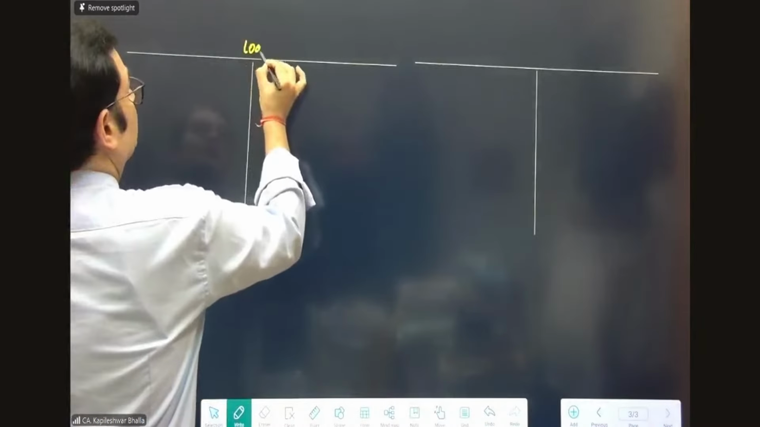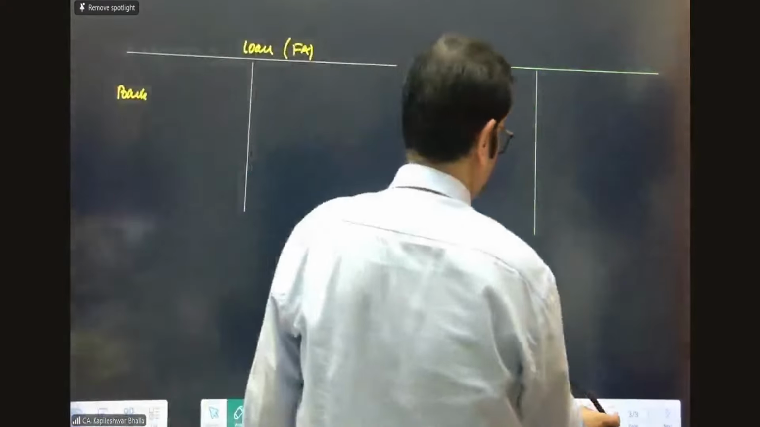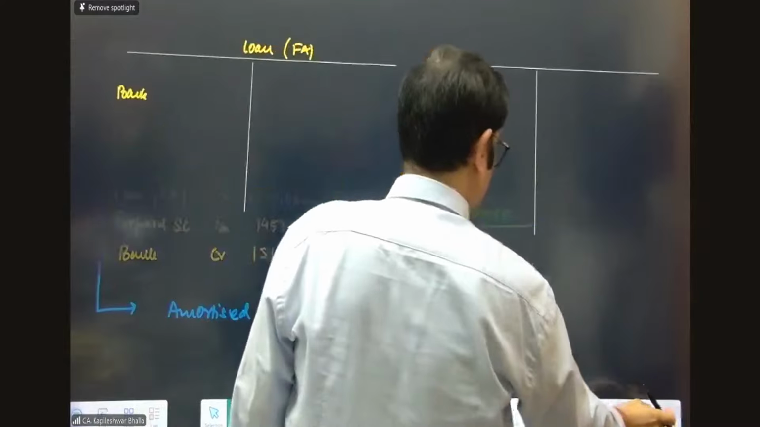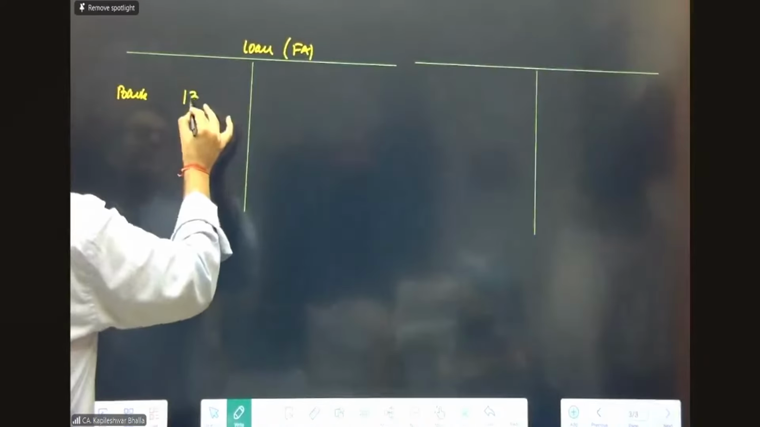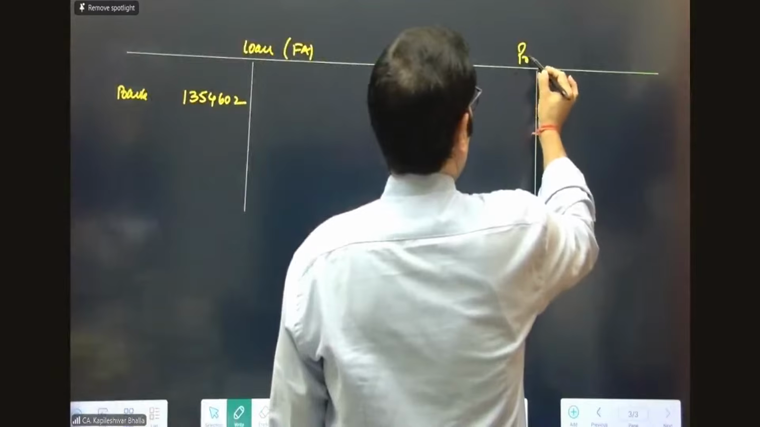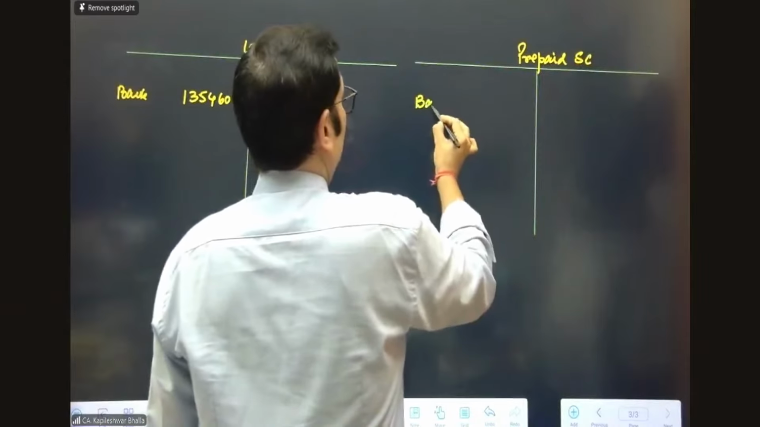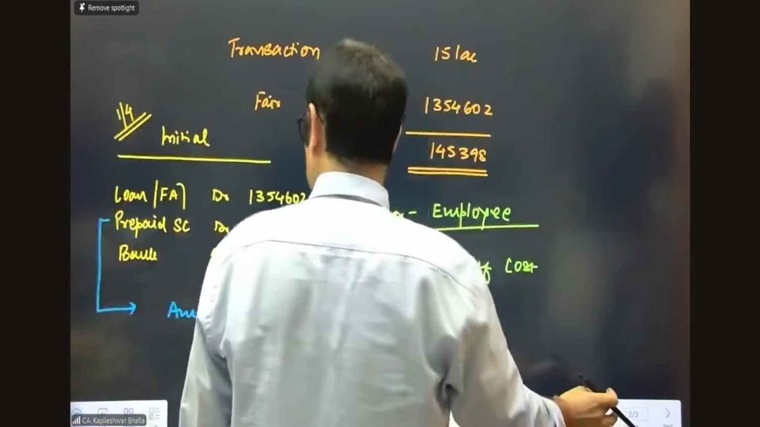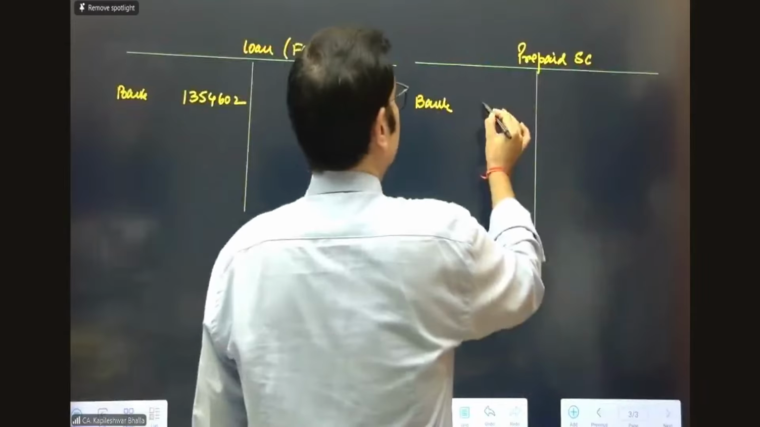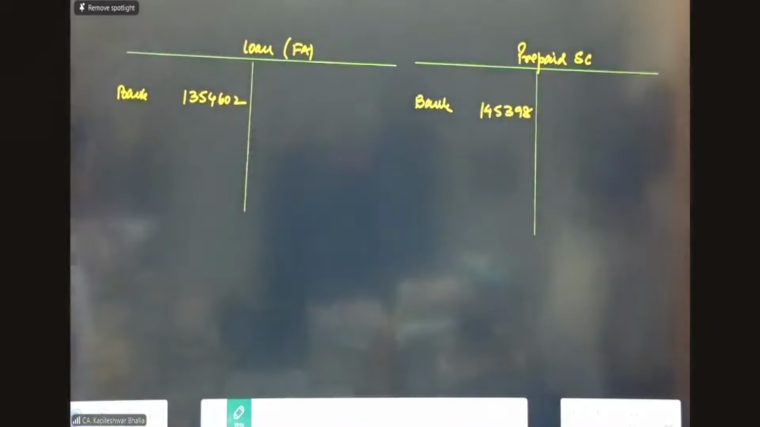So I am going to first take the loan account, which is the financial asset. And this is to bank, with the fair value which we have taken, 1,354,602. And we also consider the prepaid staff cost. This entry will also be posted, 145,398. That becomes the prepaid staff cost.